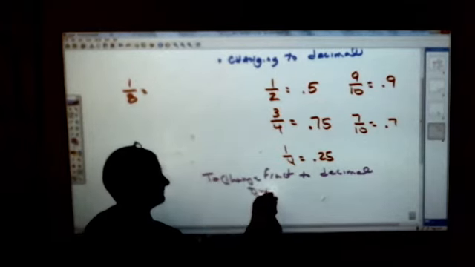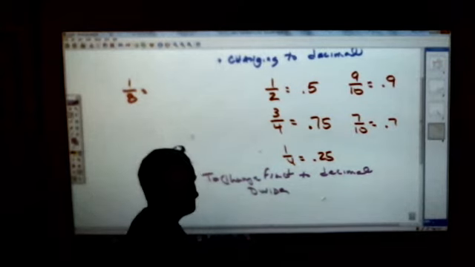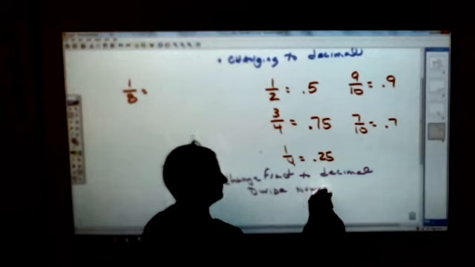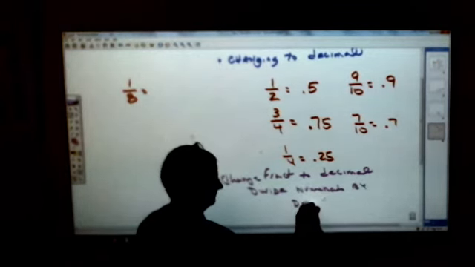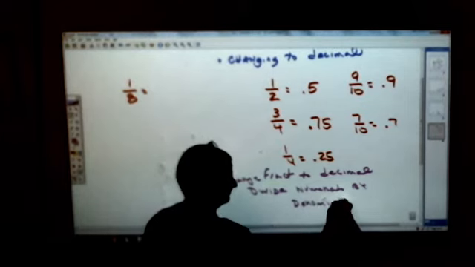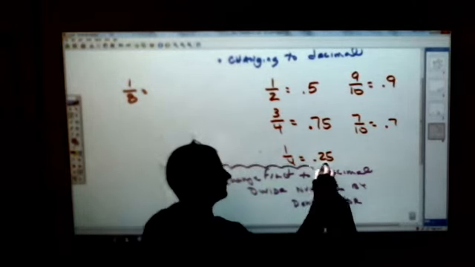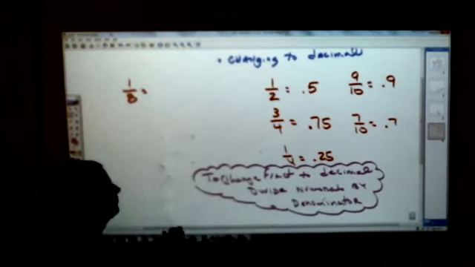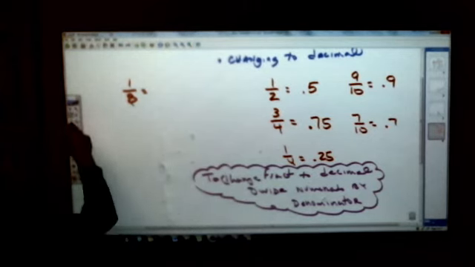You divide the what by the what? Divide the numerator by the denominator, which is a little goofy because if you divide the numerator by the denominator, remember they said the numerator becomes the dividend, blah, blah, blah.